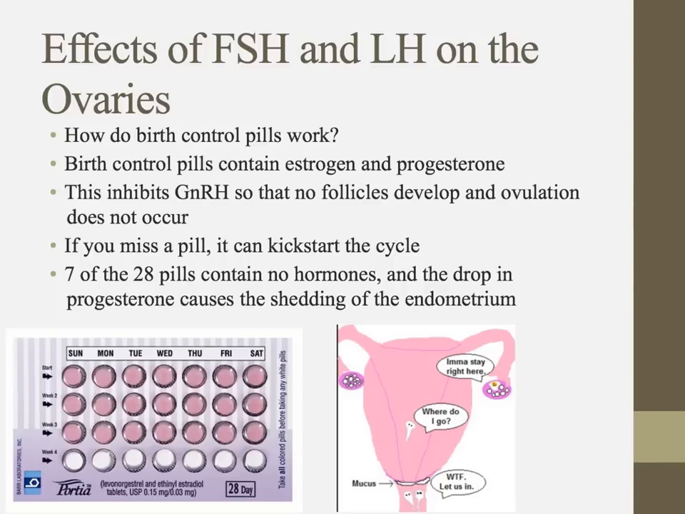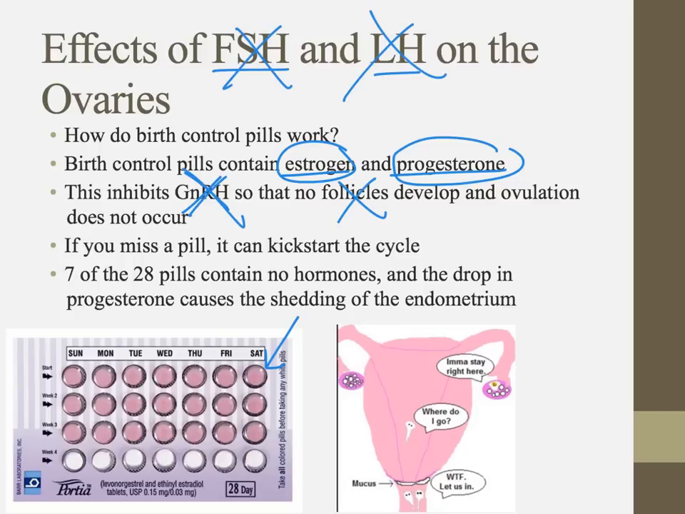So how do birth control pills work? Hormonal birth control pills, like the traditional ones seen in this packet, contain both estrogen and progesterone. Remember that together, those two inhibit GnRH. GnRH, if it's not there, can't tell the anterior pituitary to secrete FSH and LH. Without these, I can't develop a follicle, so I'm not going to ovulate, and there will be no egg released.